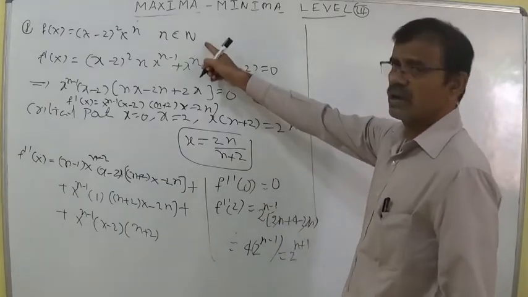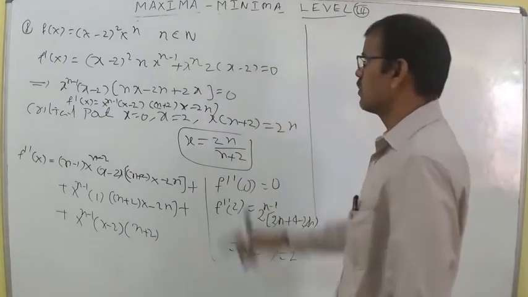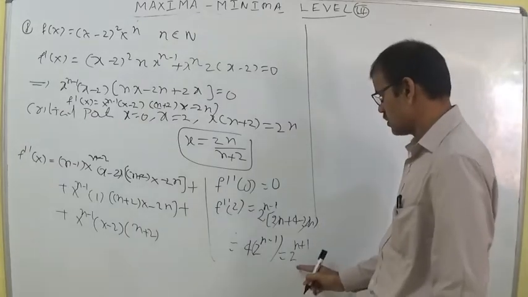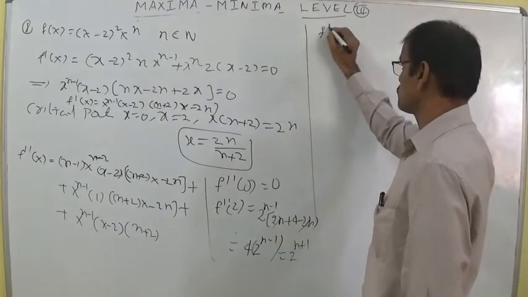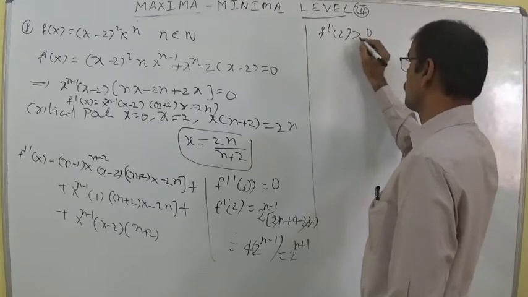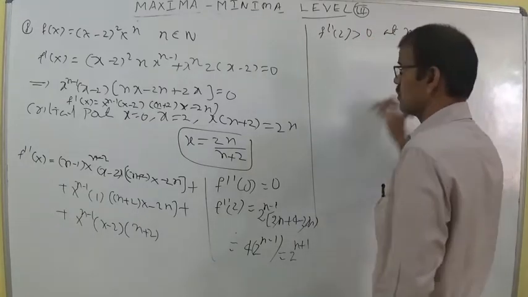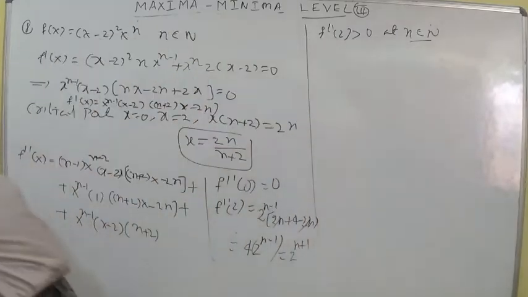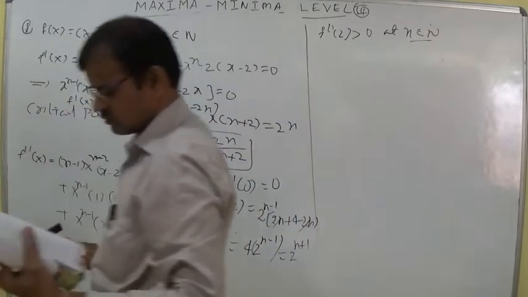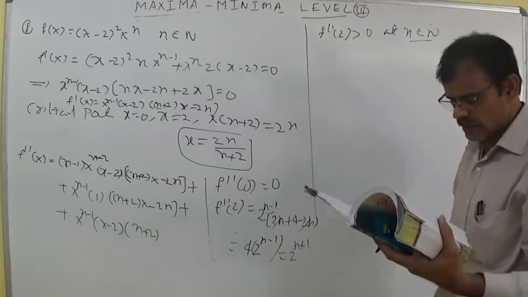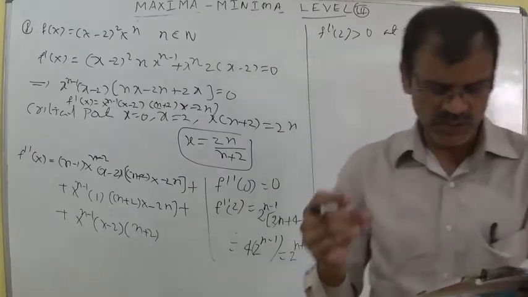Here the value n belongs to capital N is given. Whenever n belongs to capital N, a natural number, it is always positive. So f''(2) is greater than 0, as n belongs to capital N. So for any natural number it is a minimum. Minimum value only, the fourth option is there.